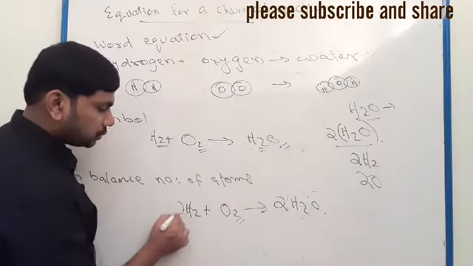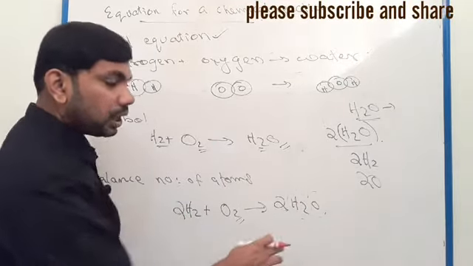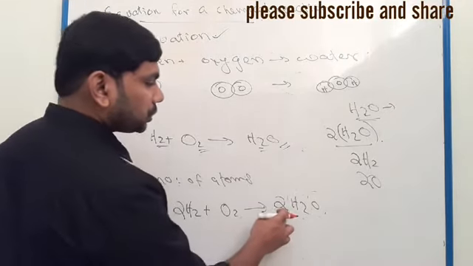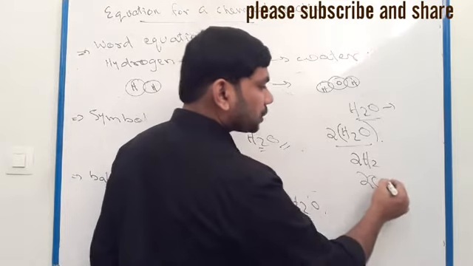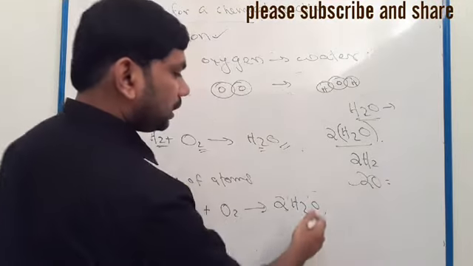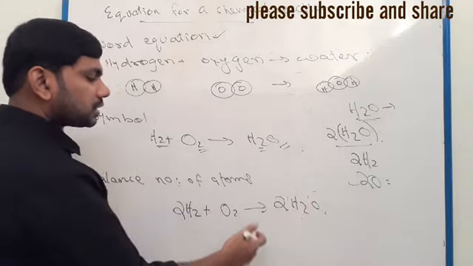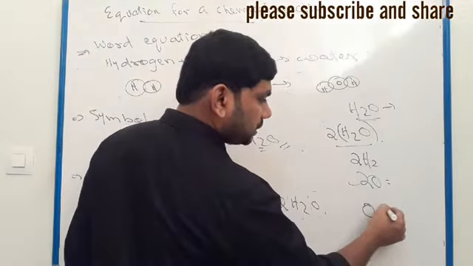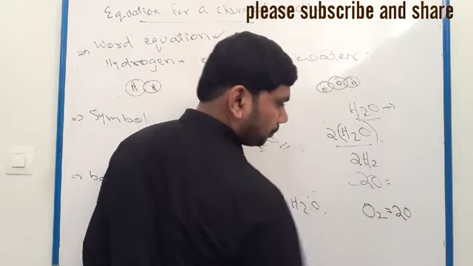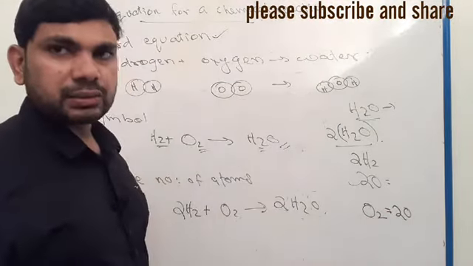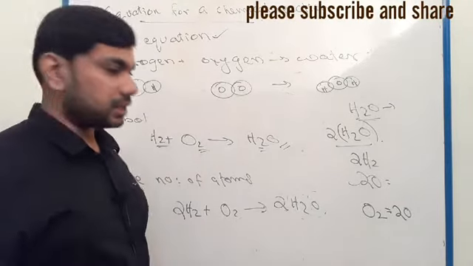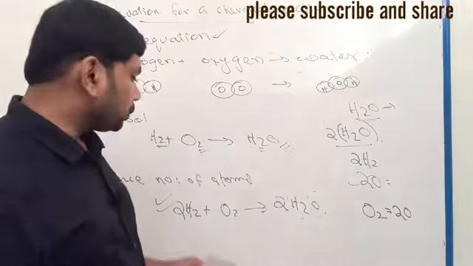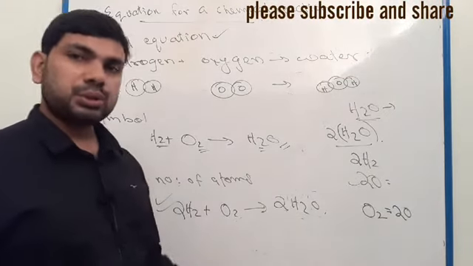So write here 2H2, and 2H2 on the other side. Hydrogen is balanced. Here O2, and 2H2O means 2 oxygen. So right side 2 oxygen, left side 2 oxygen. O2 means 2 oxygen atoms, similar to 2O, which also means 2 oxygen atoms. Now it is balanced: 2H2 plus O2 giving 2H2O.